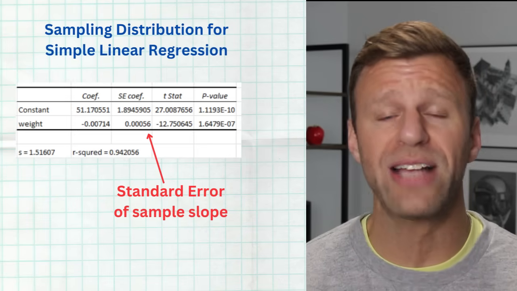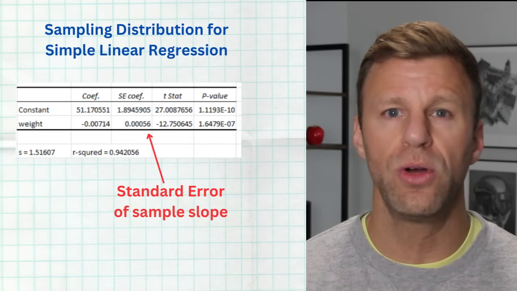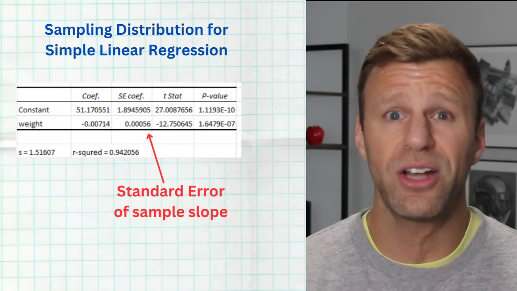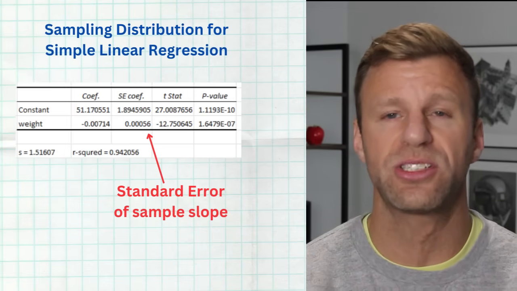So if you are asked to construct a confidence interval and you got your sample slope, you got your t star, and you need your standard error, all you gotta do is look in the chart. It's right there next to the slope.